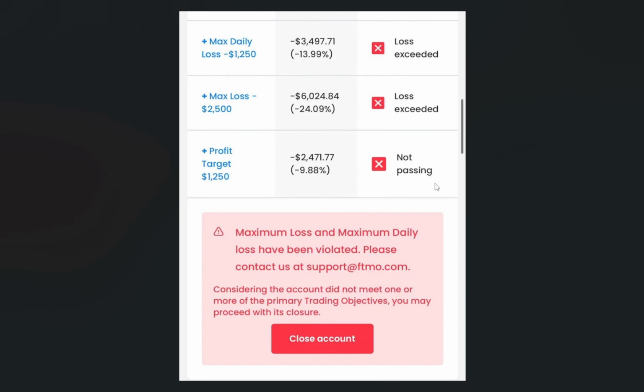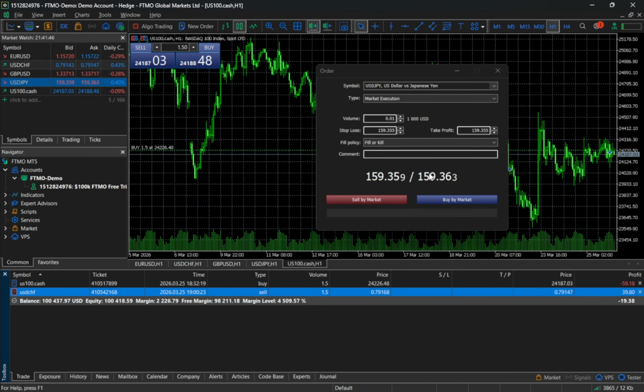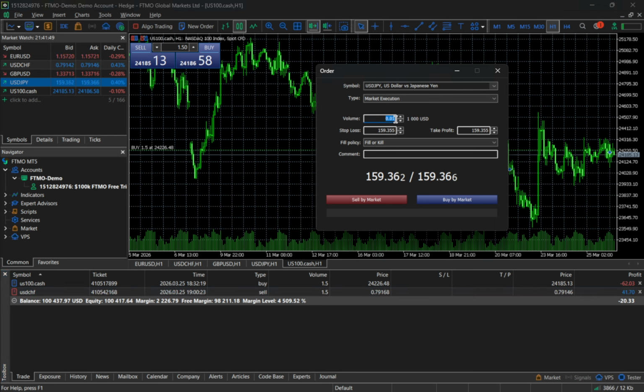One final example. With a $100,000 account and a 5% daily limit, if your balance at midnight CEST is $102,000, your equity must stay at or above $97,000. A dip below that at any time violates the rule.